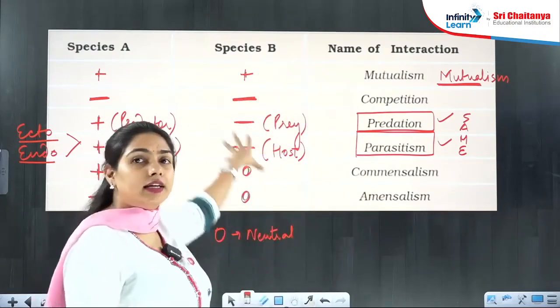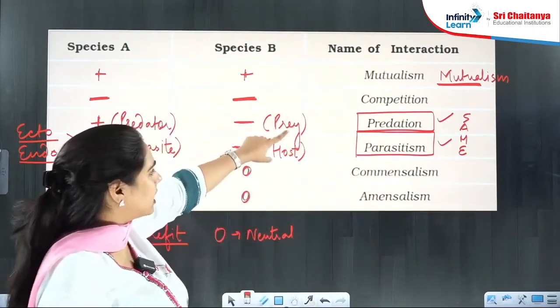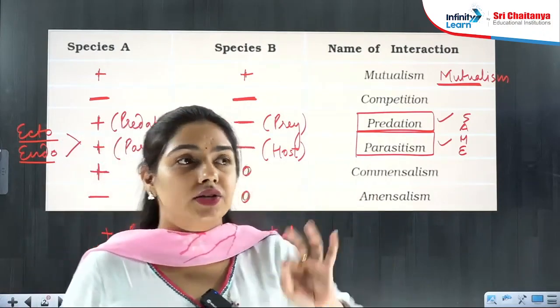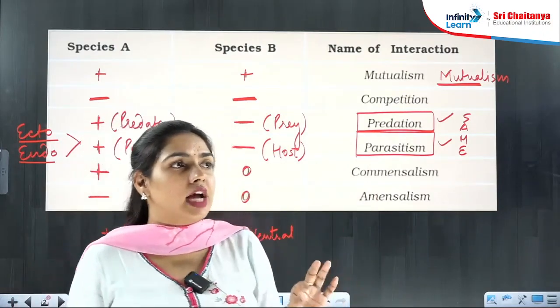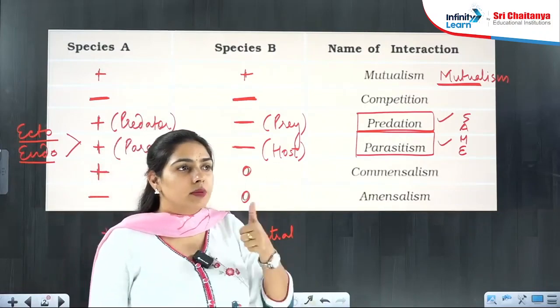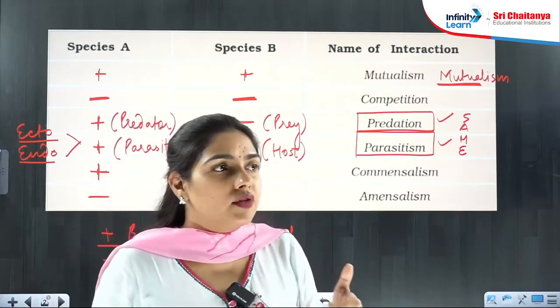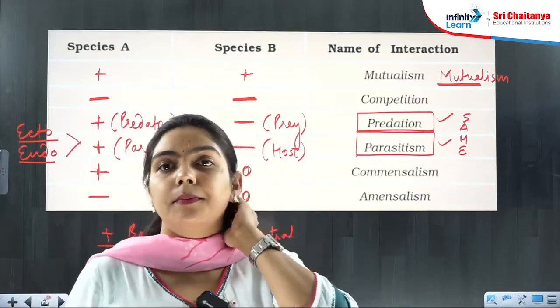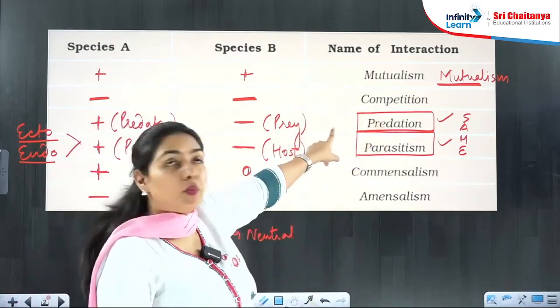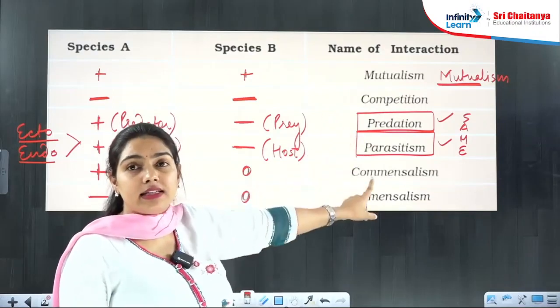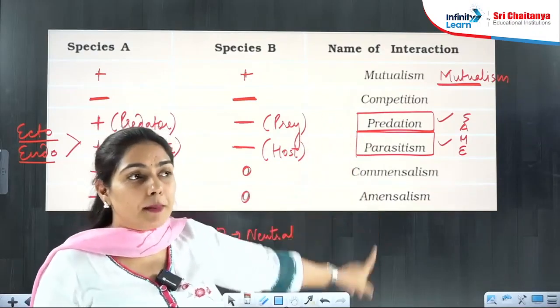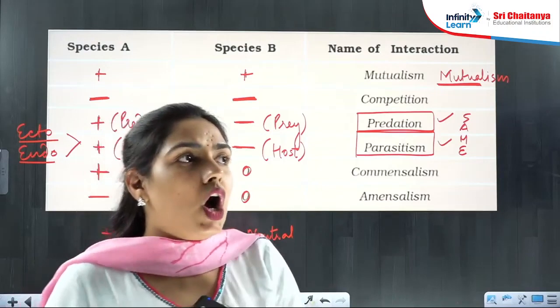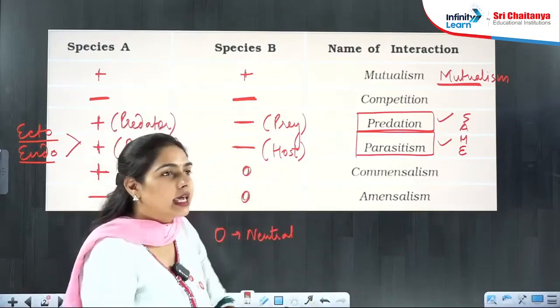Have you all understood all these 6 interactions, beta? What is the meaning of all these interactions? Give a thumbs up if you have understood. Mutualism, competition, predation, parasitism, commensalism. Yes, everyone. Alright, let us start the game.